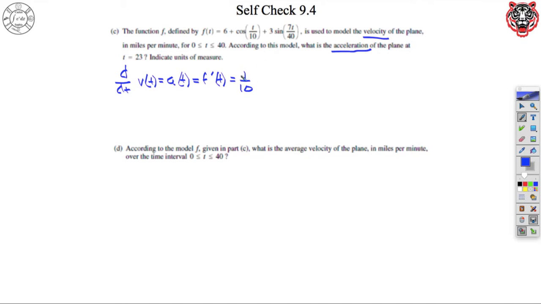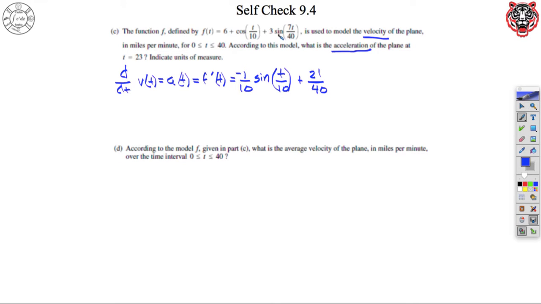C stands for change, so it's going to be actually a negative 1/10 sine of t divided by 10. And that's going to be added to, again, I'm already going to do the outer times the inner. The inner is going to be 7 over 40. 7 over 40 times that 3 is going to be 21 over 40. I did the inner before the outer. Now I'm doing the outer, the derivative of the outer.